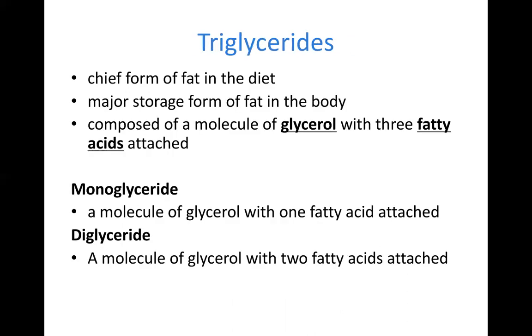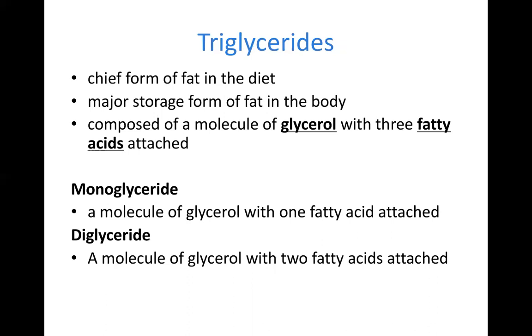Triglycerides. Triglycerides are the chief form of fat in the diet, and they're actually the chief form of fat in our bodies as well. So when we eat foods, the type of fat we primarily eat is called a triglyceride. And the name kind of explains what it is. It's tri, meaning 3, glyceride. So there is one molecule of glycerol with 3 fatty acids. That is a triglyceride, and we're going to see some pictures of that coming up.